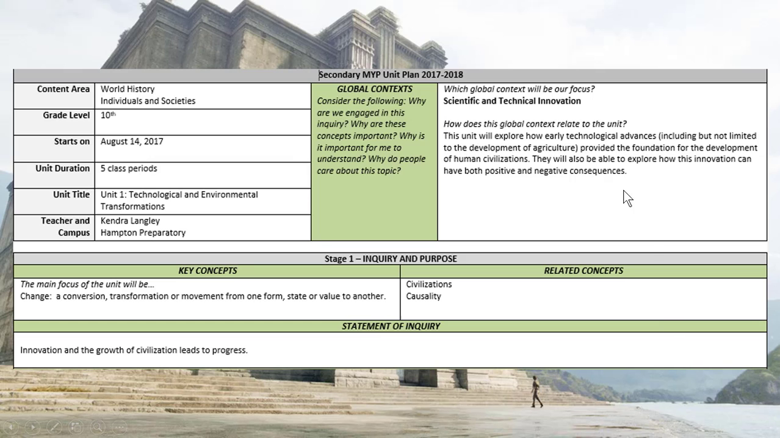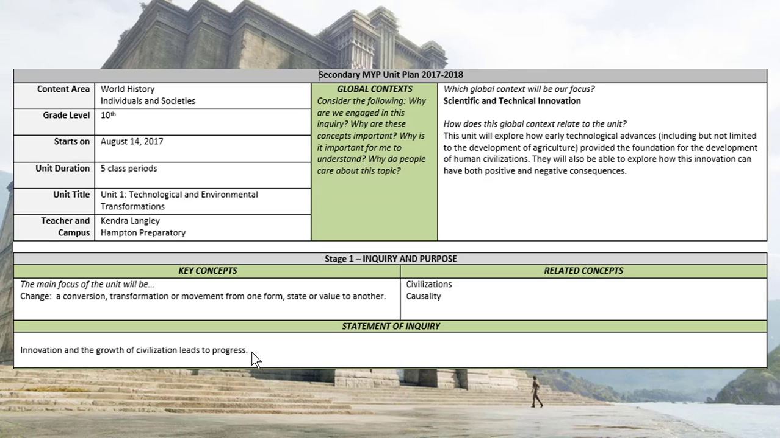This is getting into the actual unit plan. This is just the first page. It goes over how many class periods, the unit title, and then right over here is our global context. I did choose scientific and technical innovation for this unit so that scholars can start to see this connection between technology and the growth of civilizations really early in the year. This is a theme that continues throughout the entire course, so I also tied the statement of inquiry to that concept.